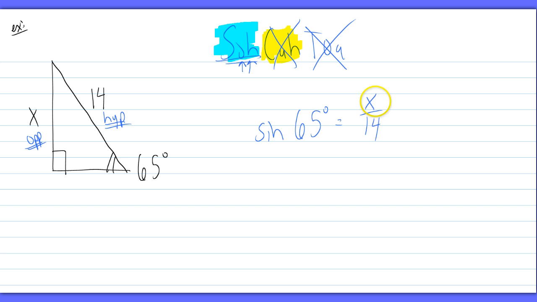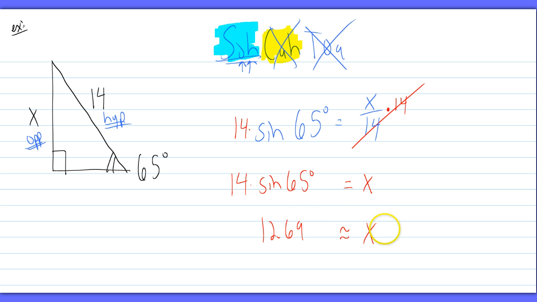If I look on the right side right now, it says x divided by 14. So if we multiply both sides by 14, algebraically, that isolates x, gets it all by itself. And then on the other side, we have to multiply by 14 as well to keep the equation consistent. Then we'll go to the calculator, multiply 14 times the sine of 65. And we get about 12.69.